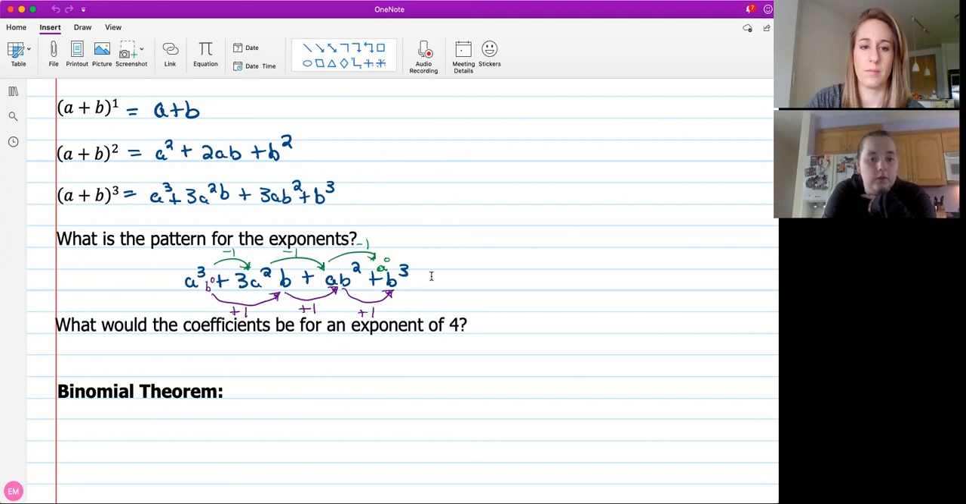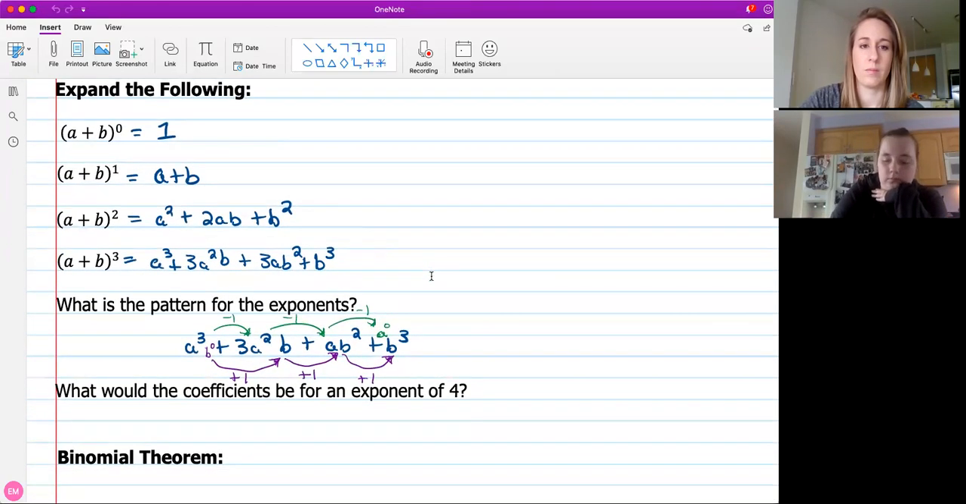So then we need to talk about what the coefficients would be for an exponent of 4. If we look at all of our expansions here, if we were to write them out, we would have 1, we would have 1 and 1, we would have 1, 2, 1, and then we would have 1, 3, 3, 1. So there are all the coefficients for the expansions that we have there.